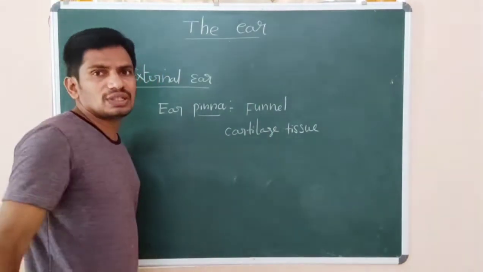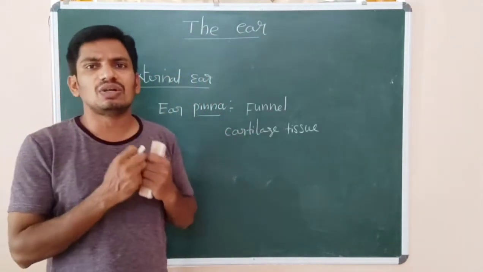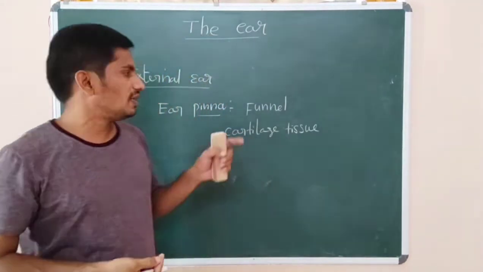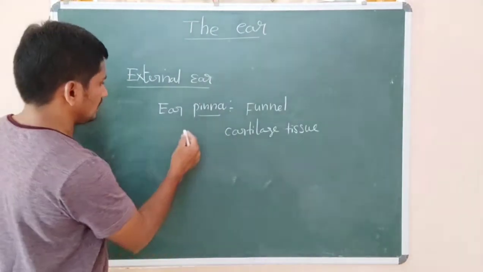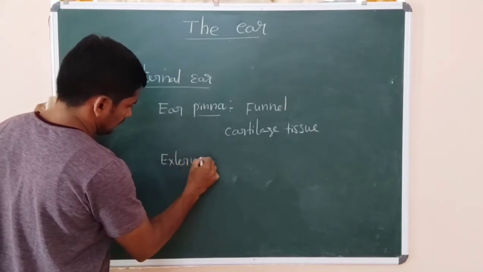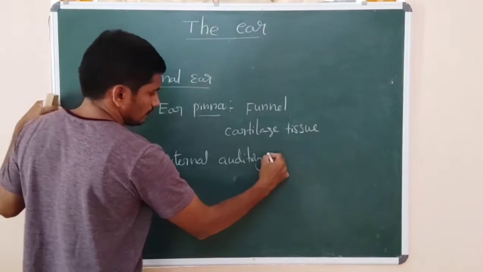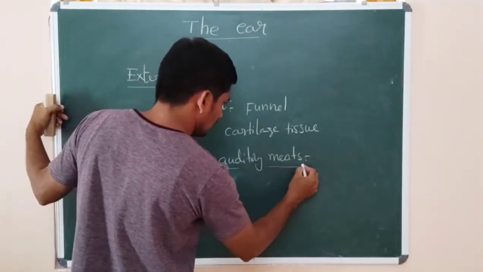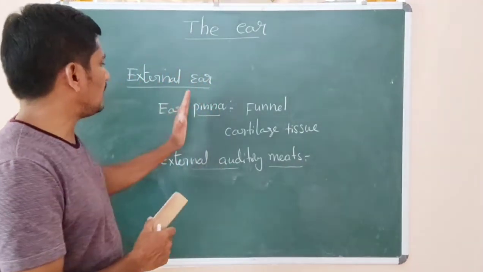This funnel shape is useful to receive the sound waves properly, and they are sent to the next part, which is known as the external auditory meatus. That's the ear pinna. Next one, the external auditory meatus is a canal, a tunnel-like structure, which connects to the ear pinna.